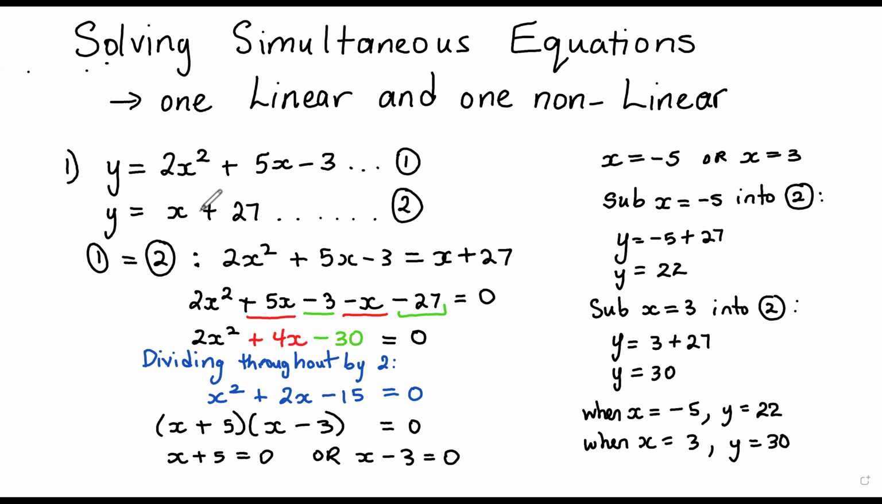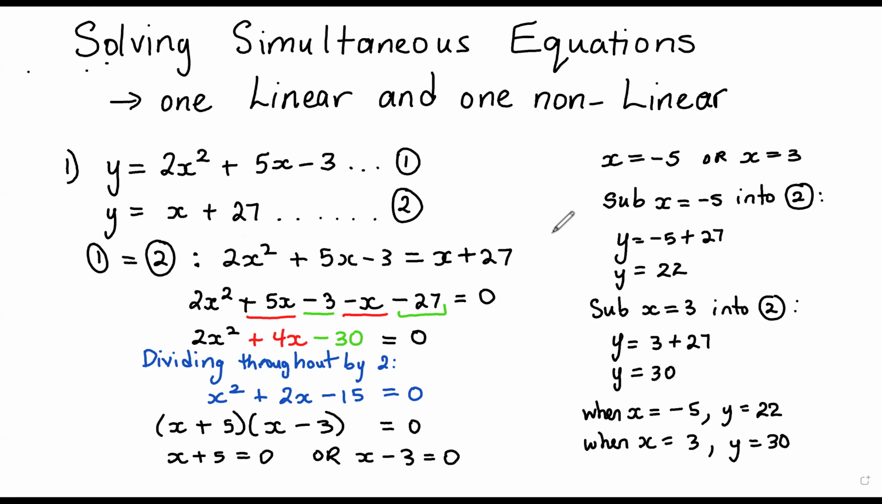So we are solving this pair of simultaneous equations, all right? Now, since both of them are equal to y, you can equate the two equations, meaning they're both equal to y, so they're equal to each other. So the first one, 2x squared plus 5x minus 3, that is going to be equal to x plus 27 because both of them are equal to y.